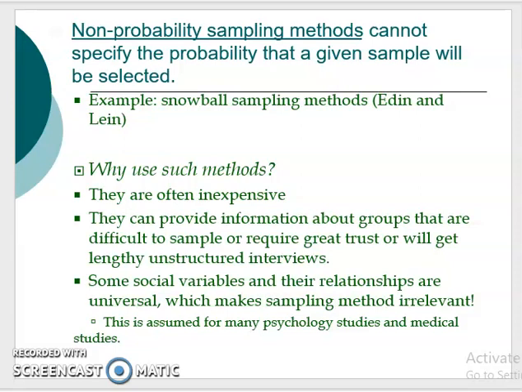Why do we use such methods? It is often inexpensive and can provide information about others that are difficult to sample or require great trust or lengthy unstructured interviews. And some social variables and their relationships are universal, which makes the sampling method irrelevant.